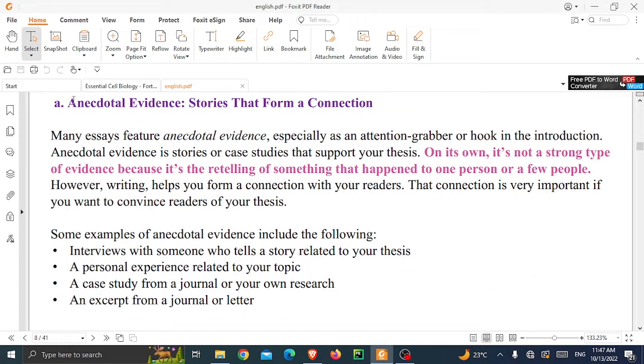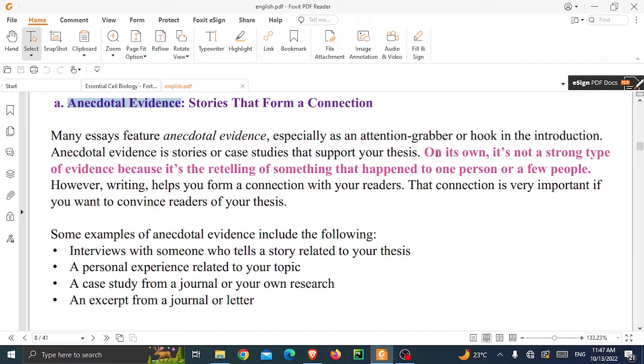We are starting with the first kind of evidence, which is anecdotal evidence, which is stories that form a connection. Let's focus on something: anecdotal evidence is a pretty catchy kind of evidence. So it is mainly used like a hook at the start of a literature review, at the start of a research paper, at the start of a speech, at the start of an essay. It is usually used as a hook in the introduction of something that is written or a speech, to grab the reader's attention, and that is the use of anecdotal evidence.